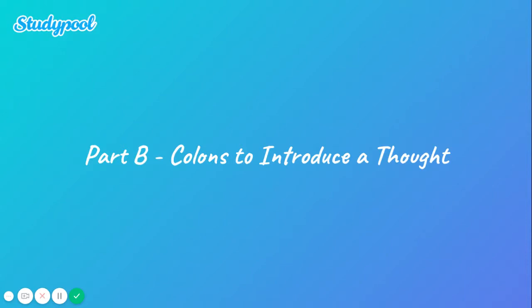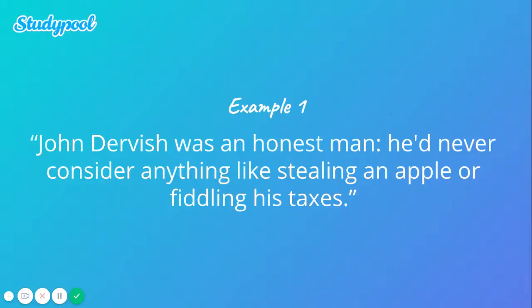Let's talk about a second use of colons and how we utilize them to answer a thought. We create or present an idea and then complete this thought after the colon. For example, John Dervish was an honest man: he'd never consider anything like stealing an apple or fiddling his taxes. We introduce the idea that John Dervish is indeed an honest man, and then use the colon to introduce our thoughts on why he is honest. The colon almost opens a door, and then we get the explanation in the second part of that sentence, the colon making it a connected idea, a reflection on the first clause.